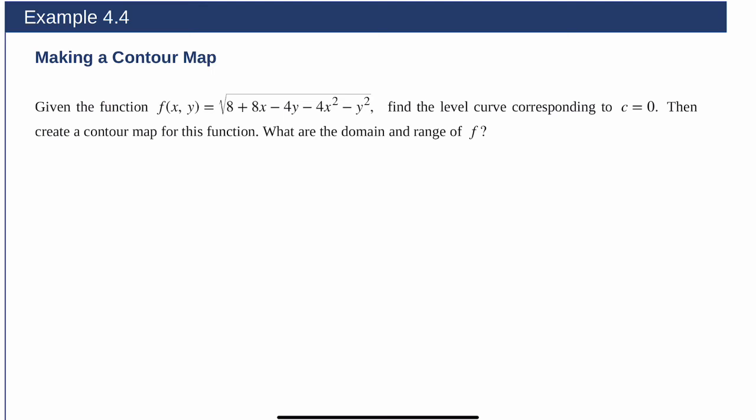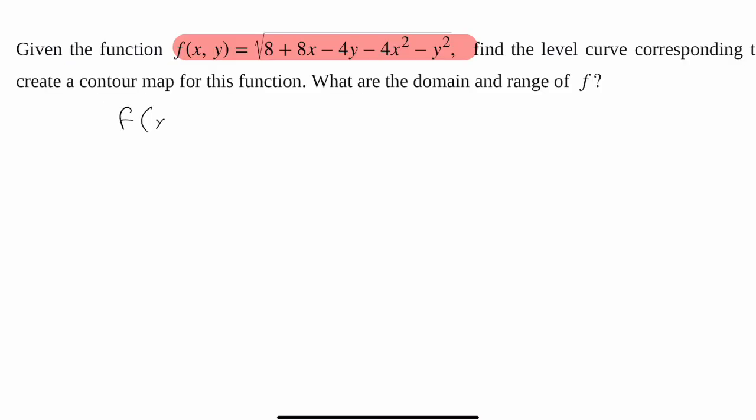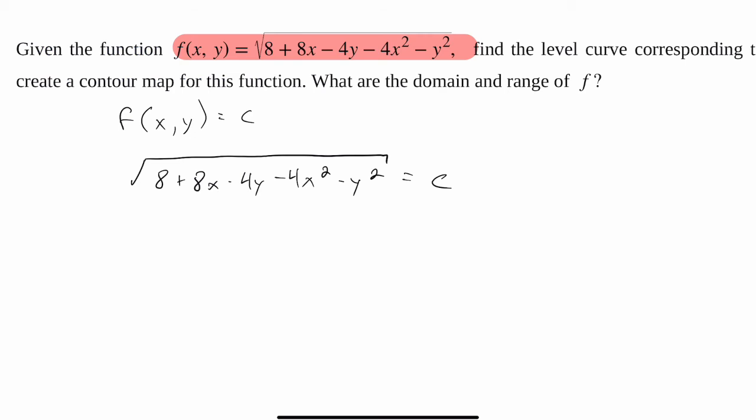Suppose that we're given a function, f of x, y, find the level curve corresponding to c equals 0, then create a contour map for this function. What are the domain and range of f? To begin, set your function, f of x, y, equal to c. That would give us this. The goal here is to rewrite this equation into a form that we know how to describe the shape of. Let's begin by squaring both sides to get rid of that radical. That would give us everything that was in the radical equal to c squared.